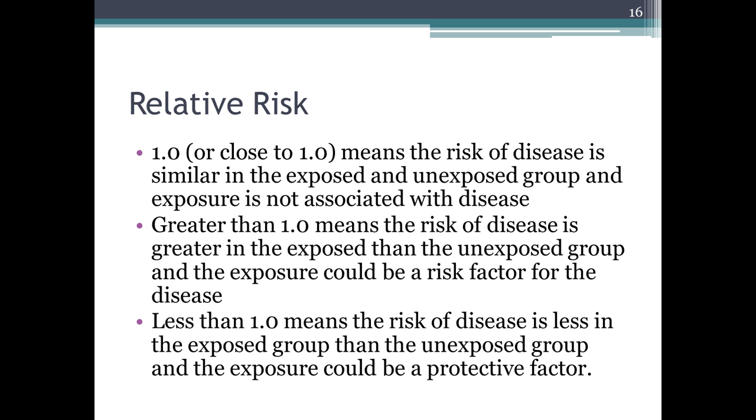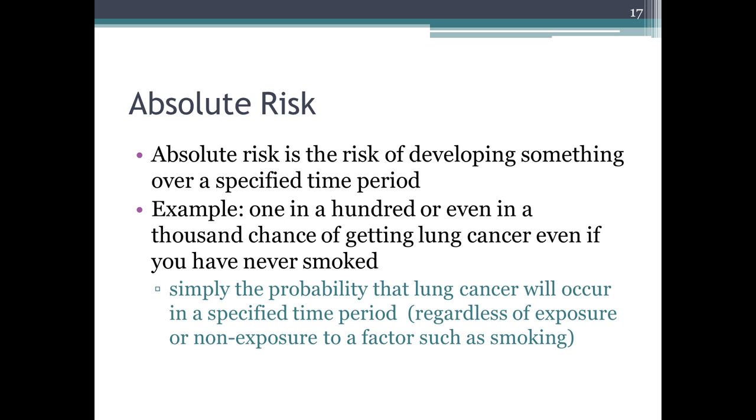So how do we interpret relative risk? Similar to the odds ratio, our base point would be 1, and if it's close to 1, it means the risk of the disease is similar in the exposed versus the unexposed group. Anything greater than 1 would mean the risk of the disease is greater in the exposed than the unexposed, and anything less than 1 would mean that the risk of the disease is less in the exposed group.